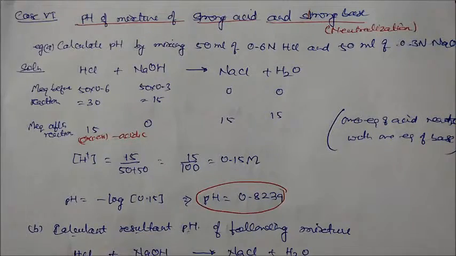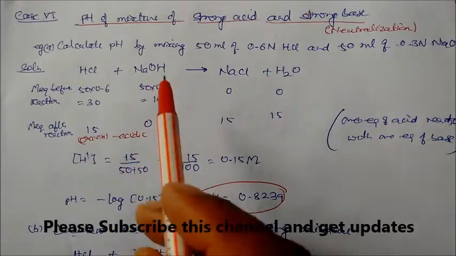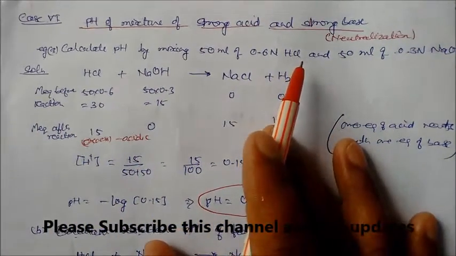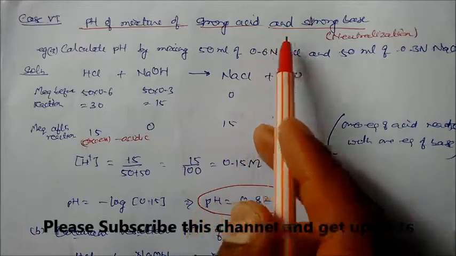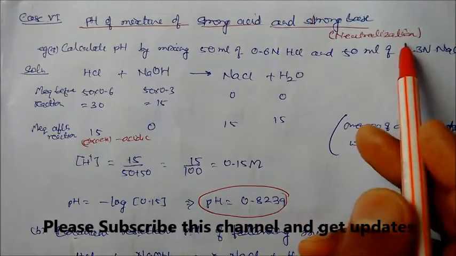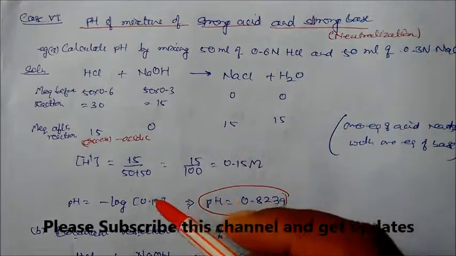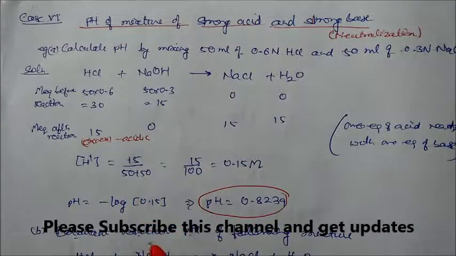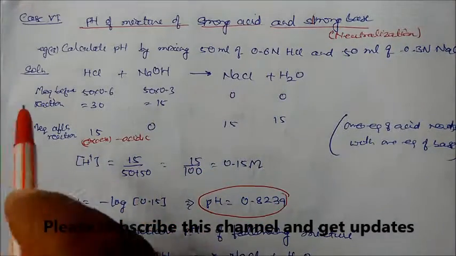Let us continue the previous topic. So this is case number 5, in which we find the pH of the mixture of a strong acid and a strong base. When any strong acid reacts with a strong base, this is a neutralization reaction. So all these are neutralization. We will see the different cases of neutralization reaction.